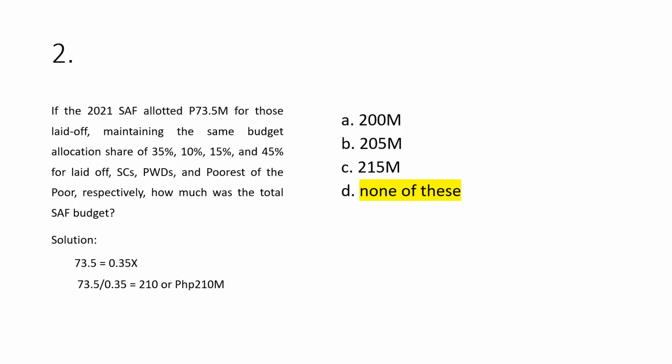So when given that 73.5 is equal to 35% of the total, which in this solution is represented by x, x is 73.5 divided by 0.35, and that's equal to 210 or 210 million.